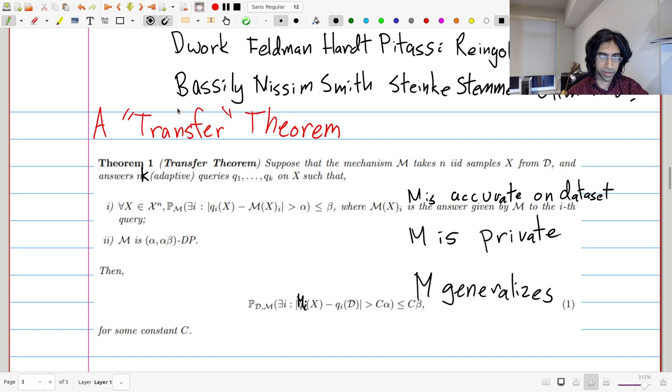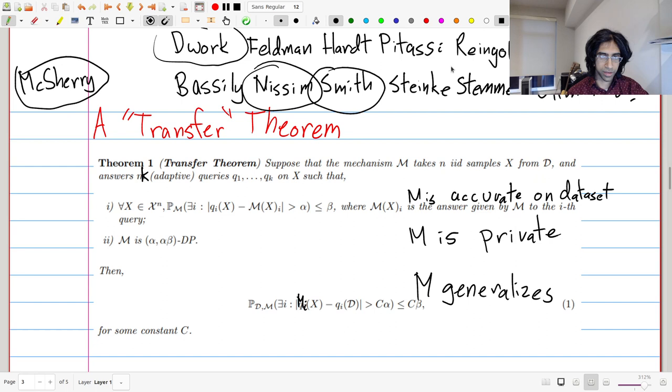You'll notice that this area of adaptive data analysis is very closely related to differential privacy. You should hopefully recognize many of these names from this class. In particular, three out of four of these folks are some of the inventors of differential privacy. To complete the picture, Frank McSherry is sometimes credited with the observation that differential privacy allows generalization in simpler settings. But really, all of these people are giants in differential privacy. So there's a very strong relationship between the differential privacy community and the adaptive data analysis community.